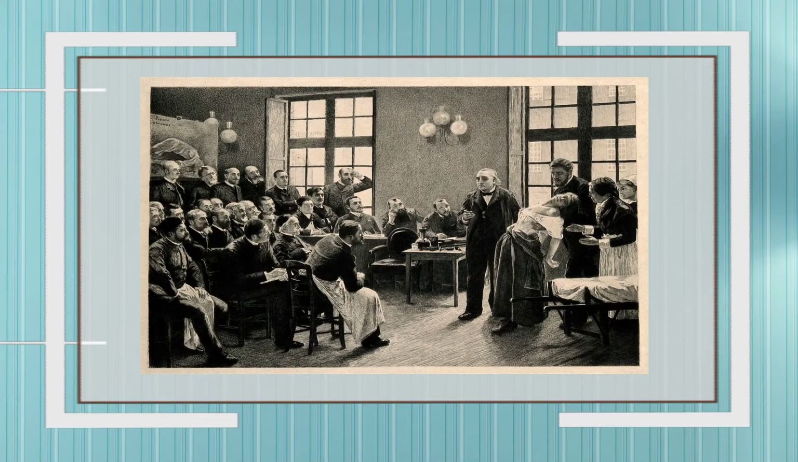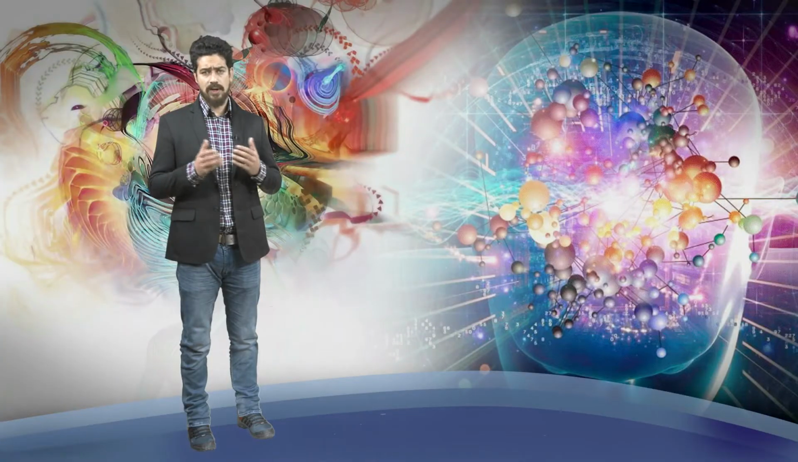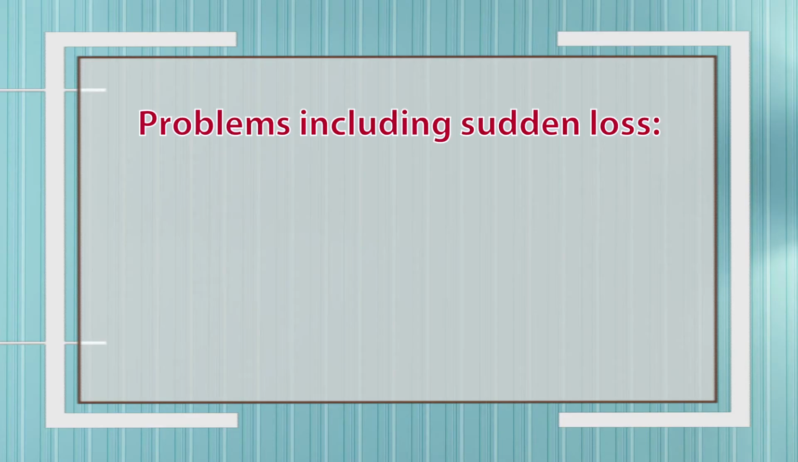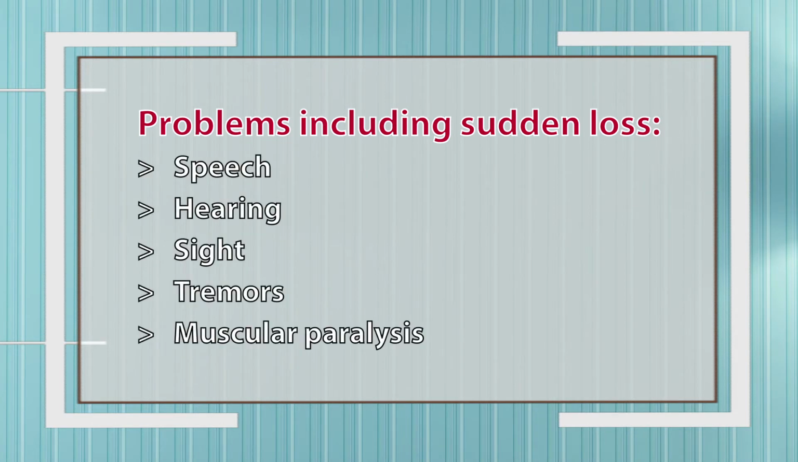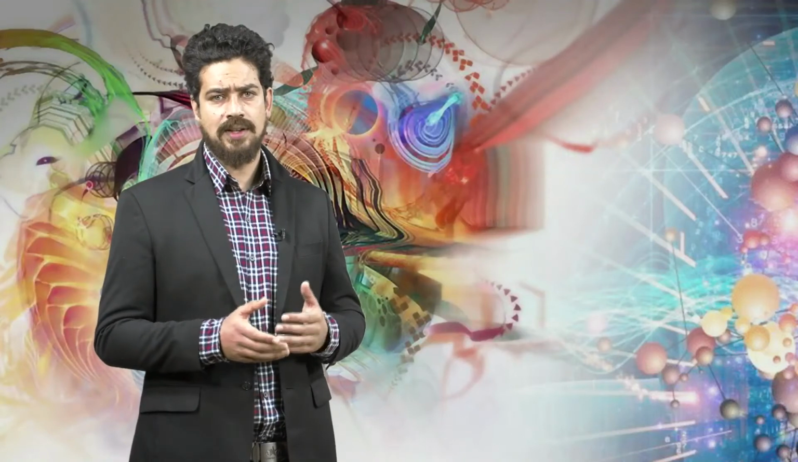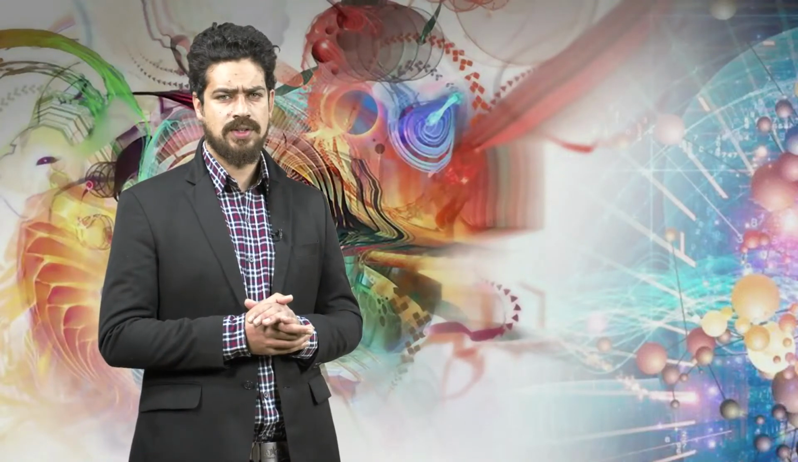In conversion hysteria, the patient converts the conflict into a symptom involving the voluntary nervous system, and he or she then becomes relatively free of the anxiety the conflict would otherwise produce. Problems including sudden loss of speech, hearing or sight, tremors, muscular paralysis, and eating disorders such as anorexia nervosa and bulimia have also been interpreted as forms of conversion hysteria. True conversion responses, however, are now rarely seen.